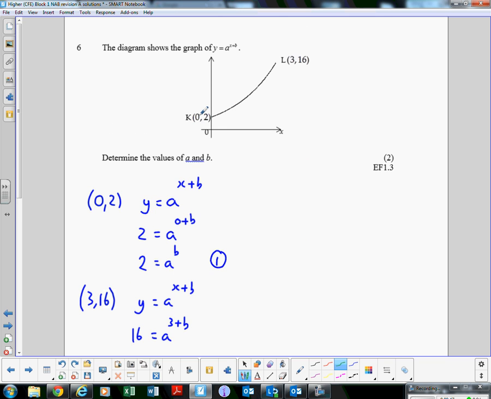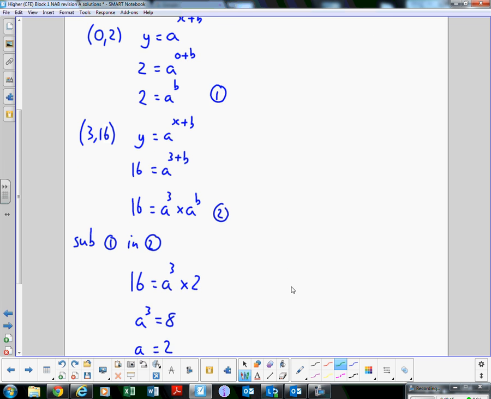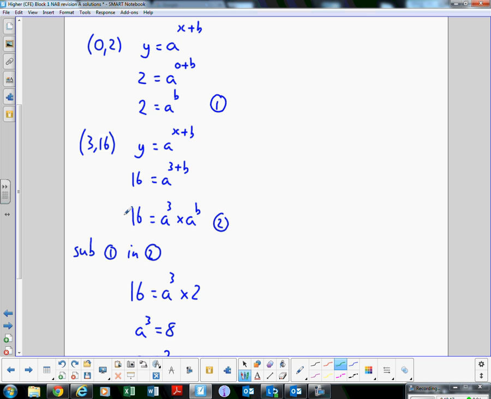I'm going to substitute in the values that I know. So if I substitute in x equals 0 and y equals 2 into here, I get 2 equals a to the power b. I'm also going to substitute in 3, 16. So 16 equals a to the 3 plus b. Using our National 5 knowledge, I know a to the 3 plus b is the same as a to the 3 times a to the b. So I have these two equations. I'm going to try and solve them.